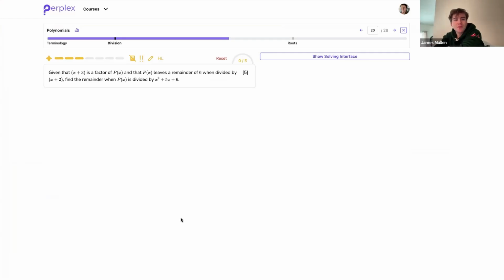So I'm told that x plus 3 is a factor of p of x, and that p of x leaves a remainder of 6 when divided by x plus 2. And we are trying to find the remainder when p of x is divided by x squared plus 5x plus 6. So let me just write out what I'm trying to find. I have some polynomial, p of x, and I can write it as some quotient q of x times x squared plus 5x plus 6. And it's going to leave some remainder, right? And that's the remainder that we're trying to find.